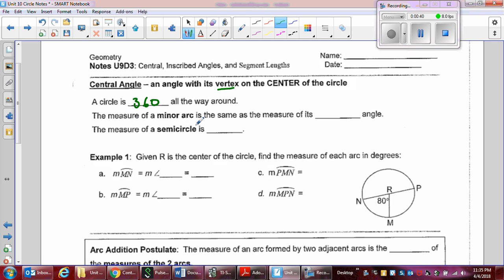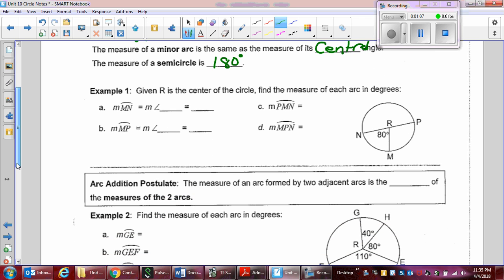The measure of a minor arc is the same as the measure of its central angle. And the measure of a semicircle is always going to be, good job, 180 degrees. I hope you are saying it or writing it before I do. Those are the common things you need to remember to be able to do problems like this.